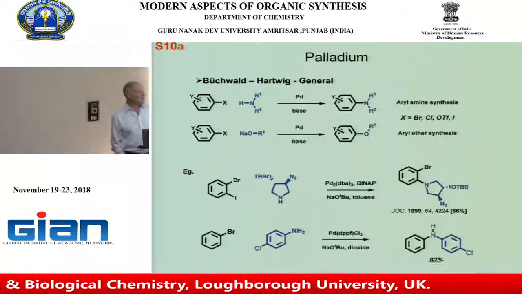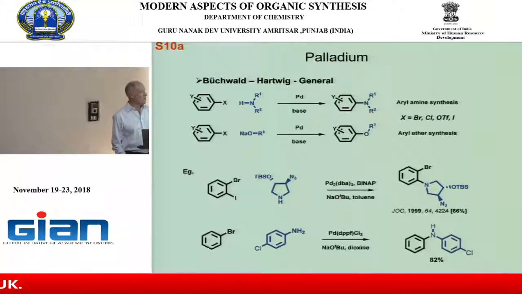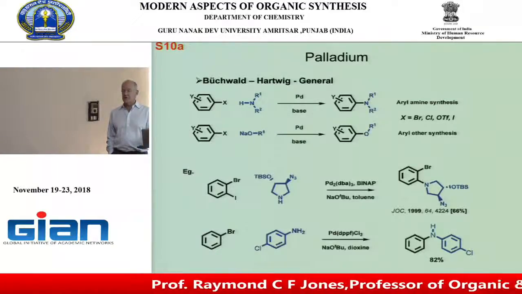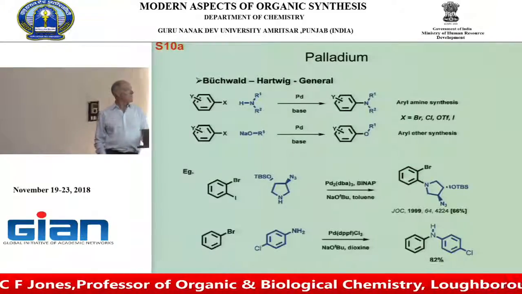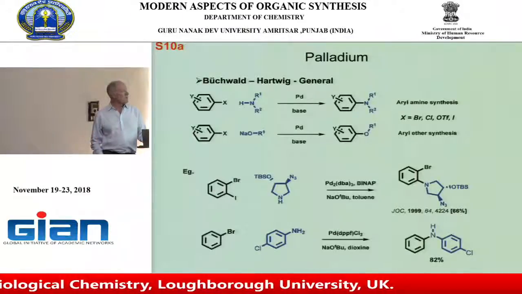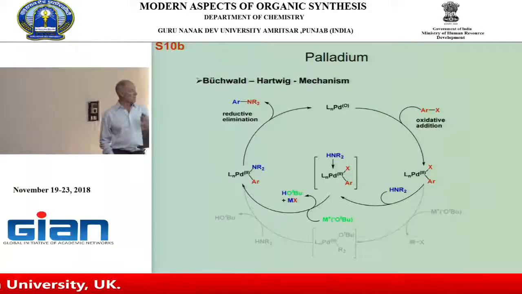Because if you think about it, there's no simple way of directly making an N to aromatic or O to aromatic bond. If you want to make an N to aromatic bond, traditionally you nitrate, reduce to amino. Which of course is quite vigorous conditions, but these are relatively mild conditions. So how is that happening?